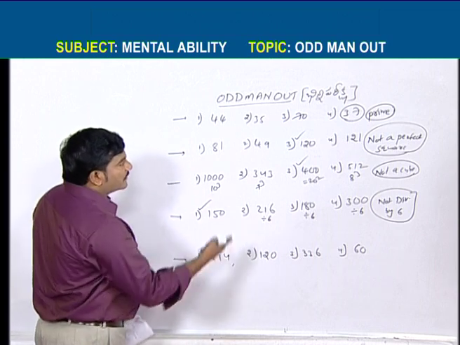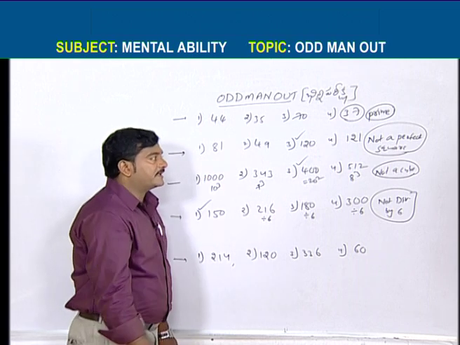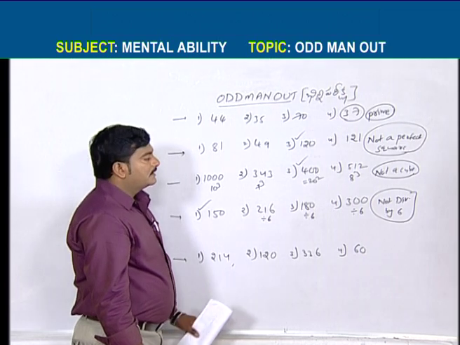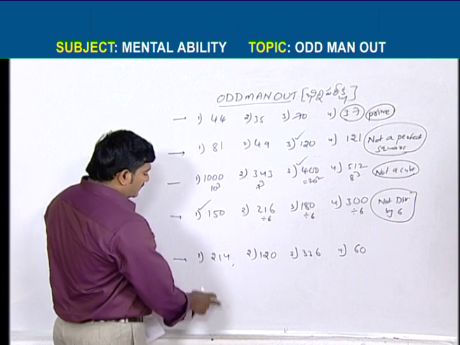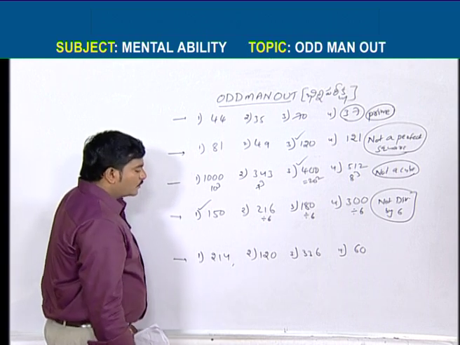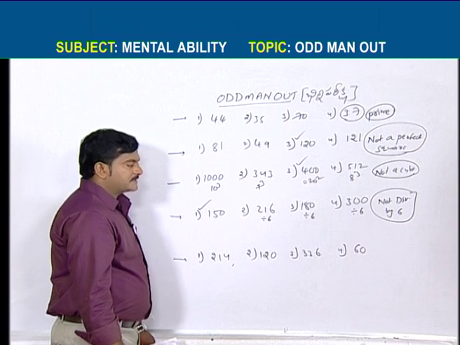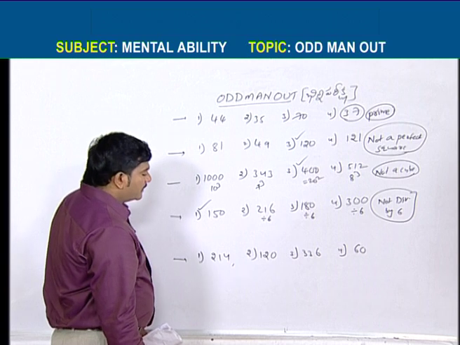There are different models we are taking: prime numbers model, composite numbers model, square, perfect square, not a square, not a cube concept, divisibility concept. We are discussing different concepts in that. Now observe this question: 214, 120, 336, 60. What is the logic involved here?